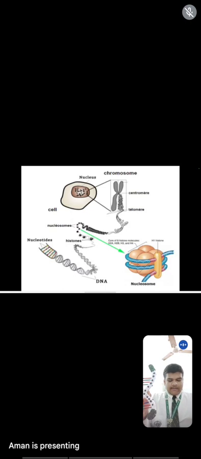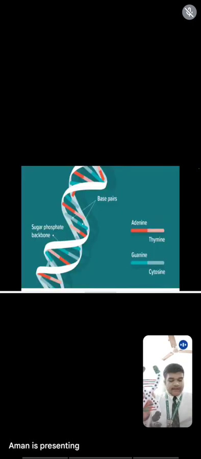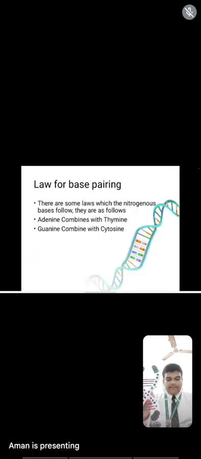These are the parts of the nucleosomes made up of H1 histone. Then we have the octamer and the DNA that is surrounding the octamer. These are the parts of the DNA that I have discussed previously. You can see here the base pairing. This is the law for base pairing I have explained, and it has a phosphate backbone as well as the deoxyribose sugar.